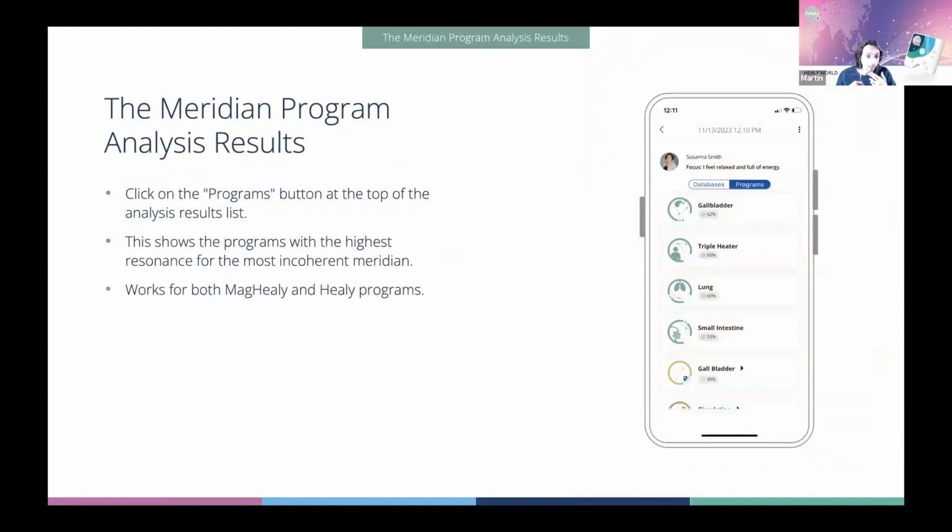Yeah, we already had the Meridian program analysis. So you get the highest relevance for the Healy program and McHealy program. And of course, it's good to use them, as I already said, at the organ clock time. But it's more important to use them in peace so your body can absorb the information. And always take Sundays off to give your body a break. Let's go on.